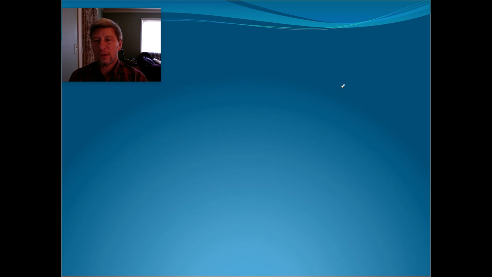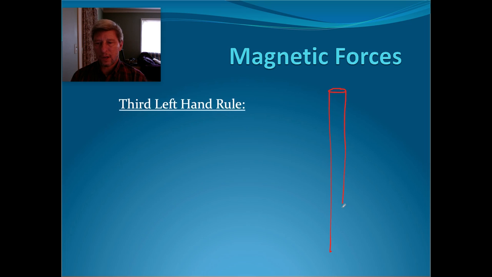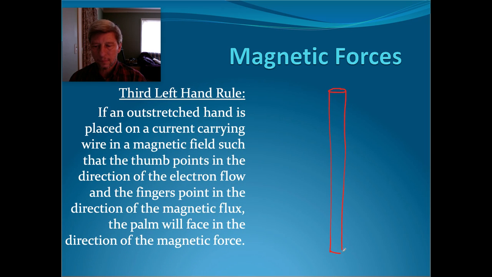So here is, let's say this is a current carrying wire. And just for the sake of argument, we'll say that the electrons here are flowing from bottom to top. And at the same time, we're going to place this thing in a magnetic field. So here are the flux lines of this field. Now notice these are all going in the same direction. You can draw the rest of these in your notes, but you get the idea.